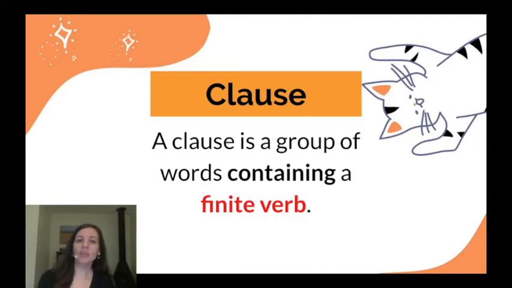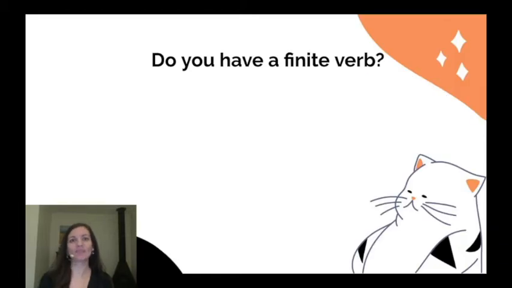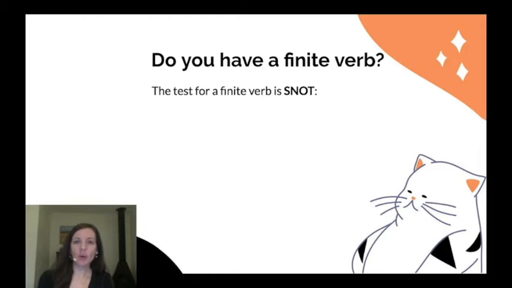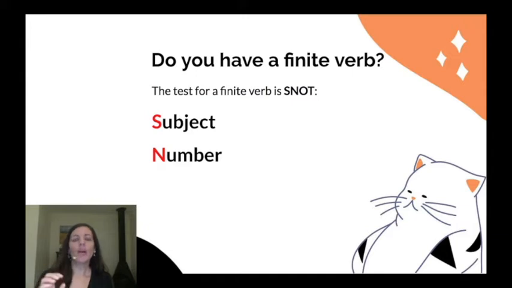We spent a lot of time looking at finite verbs in the verb video, so if you're confused about this section, that's a good place to start. But if you know what's happening, then let's just get going. So we're looking for a group of words that contain that finite verb, and so what is the test for finite verbs? Well, of course, if you remember from before, we make use of SNOT. In other words, we look for a subject to which that verb refers. We look for the verb if it contains number. Can it tell us singular or plural? We look at whether or not that subject and verb can live on its own. And finally, we look for tense.